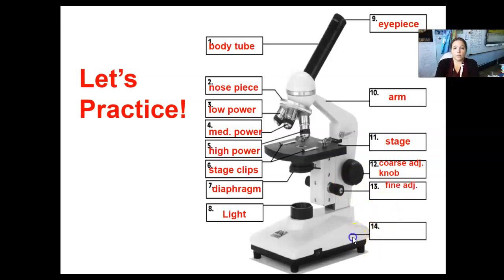And last but not least is the base. So remember, when you are holding it, hand under the base, your hand holding the arm, and you can walk with it.